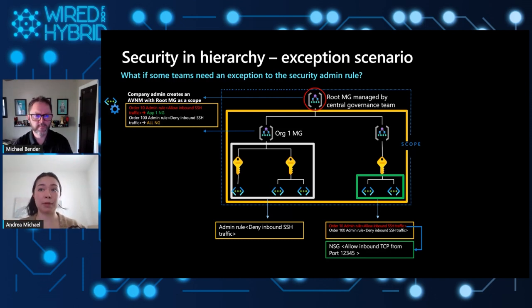And now everybody's happy. Application team one can use their NSG to allow traffic on SSH if they want. Maybe they want to deny the traffic in the end. Whatever they want, it's up to them. But this way you can create an exception. Nice.